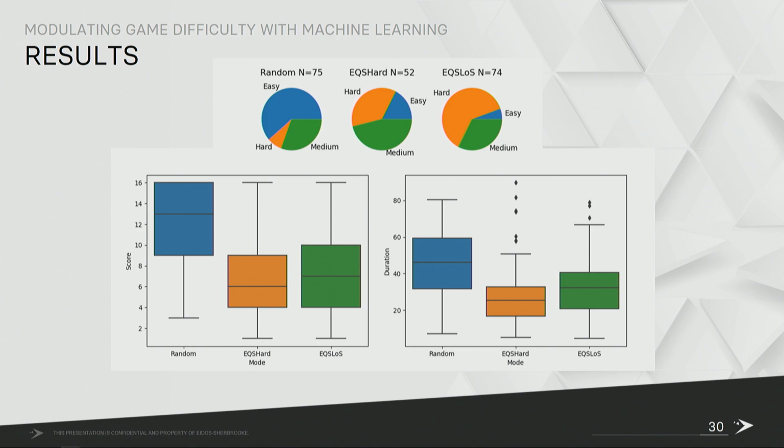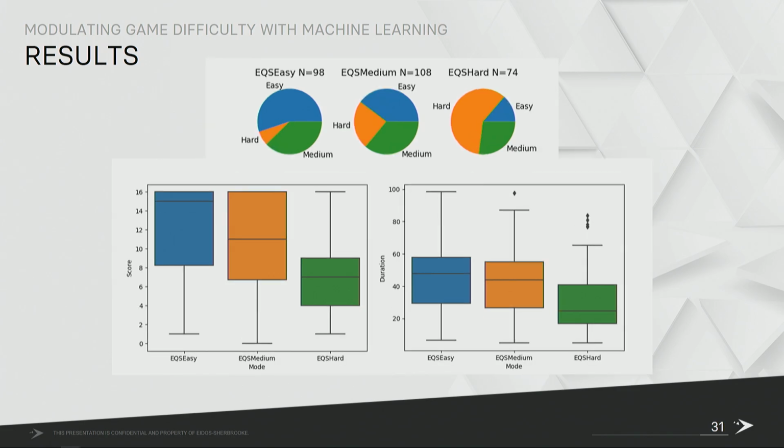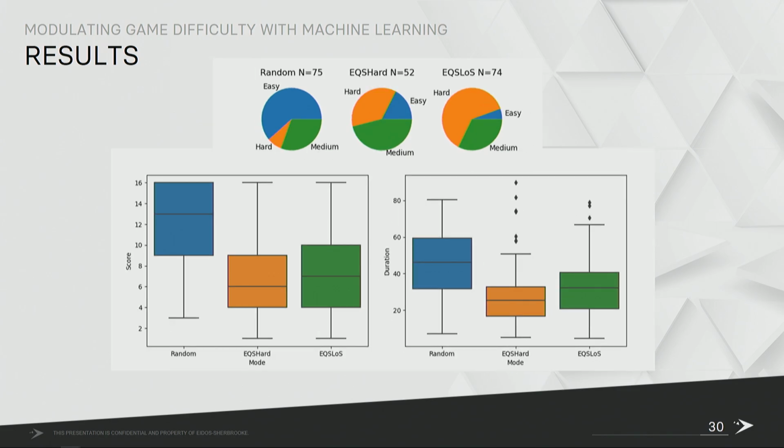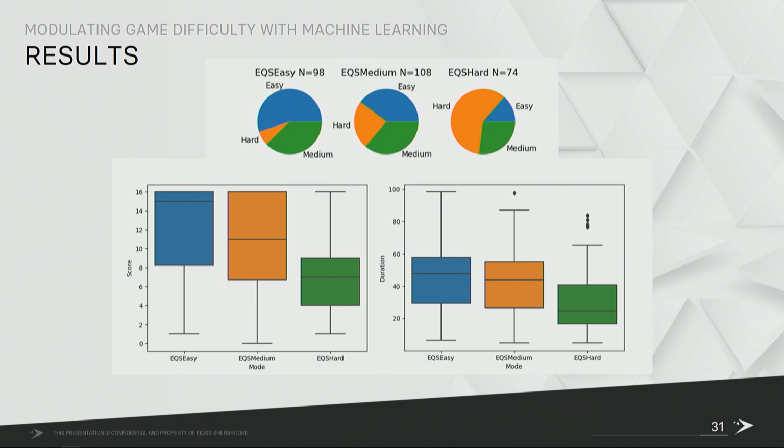So we're very happy to see that our model was able to be essentially equally as difficult in the hard setting as a very aggressive EQS system that was directly being fed the visibility and the positions of the players at this instant. And similarly, in terms of gameplay duration, we can see that in the random patrol, the game would last much longer than in both the machine learning difficult mode and the aggressive line of sight based EQS system. We then compared the three machine learning based EQS systems with the thresholds that we described earlier.